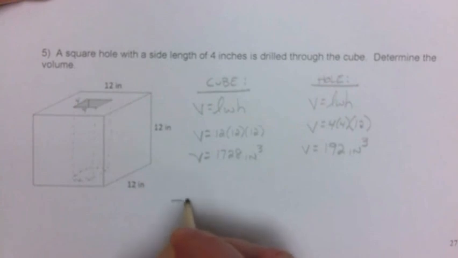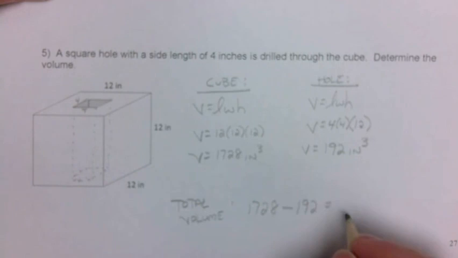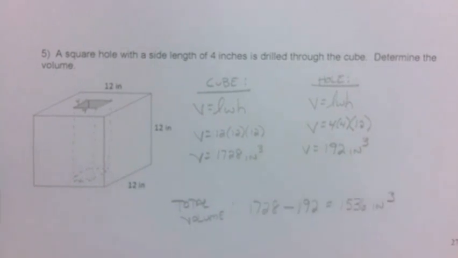Now to get the total volume, which is the cube with the hole taken out of it, once again, we're going to take the entire volume and subtract out the hole. And if we do 1,728 minus 192, that's going to leave us with a total volume of 1,536 cubic inches.